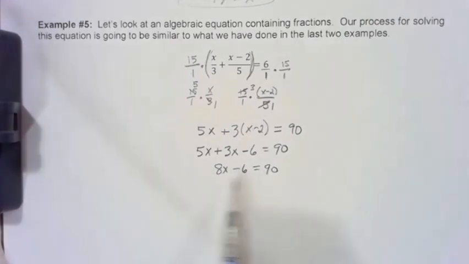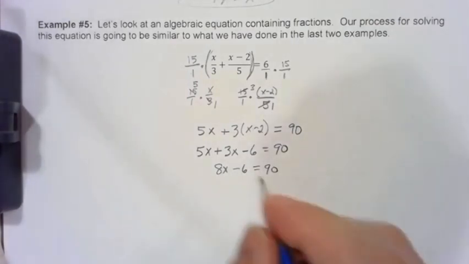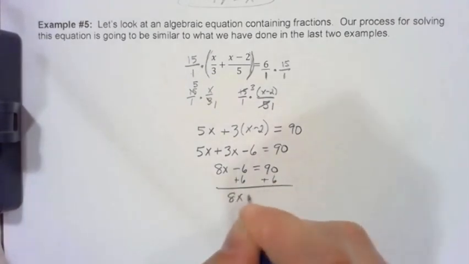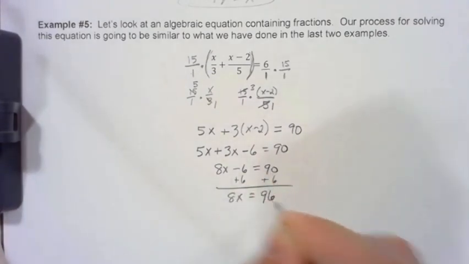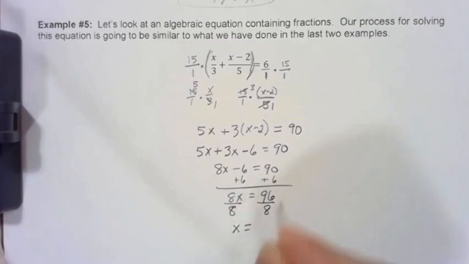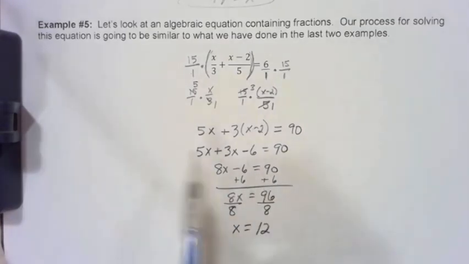And now this is just a two-step equation. Let's add 6 to isolate the 8x. 8x is going to equal 90 plus 6, which is 96. And now if I were to divide each side by 8 to get x's value, I know that x is going to be equal to 12. Okay, so this became a much easier equation for me to work with after I eliminated the denominators.